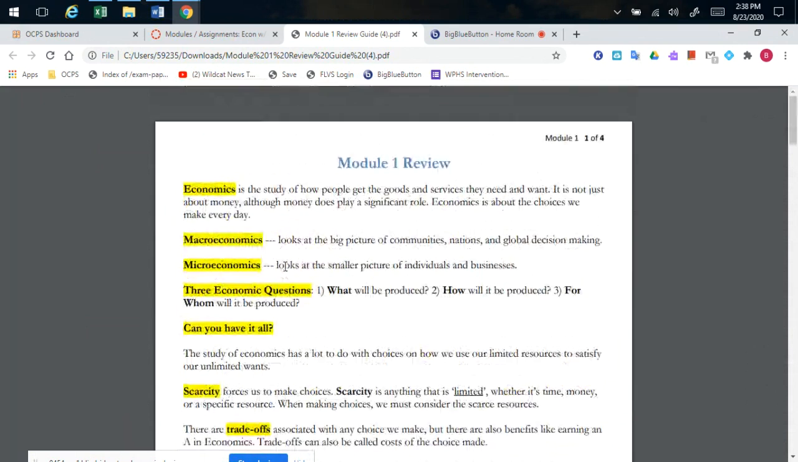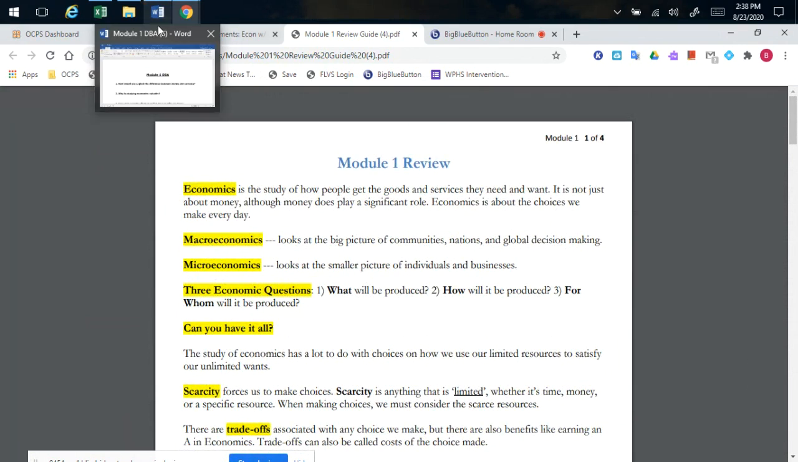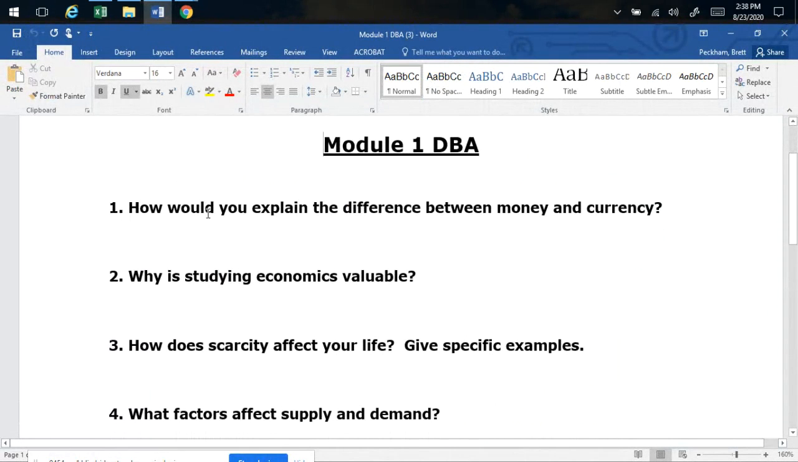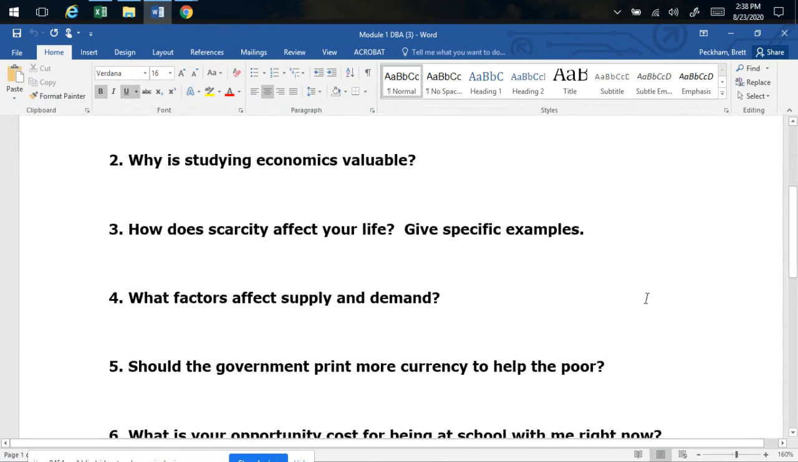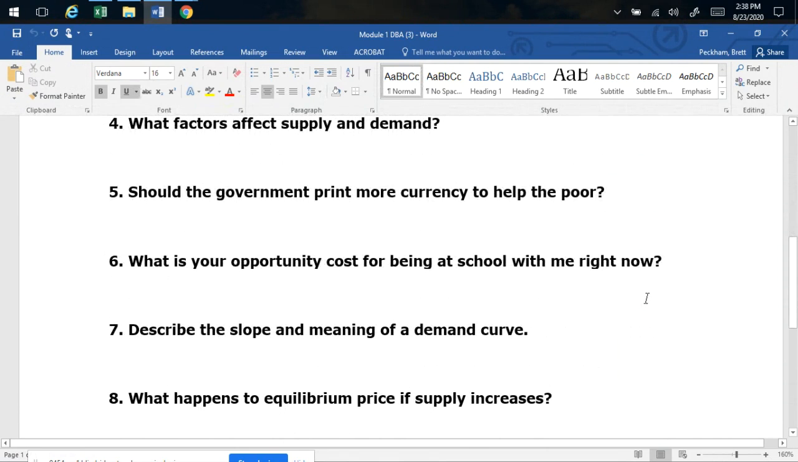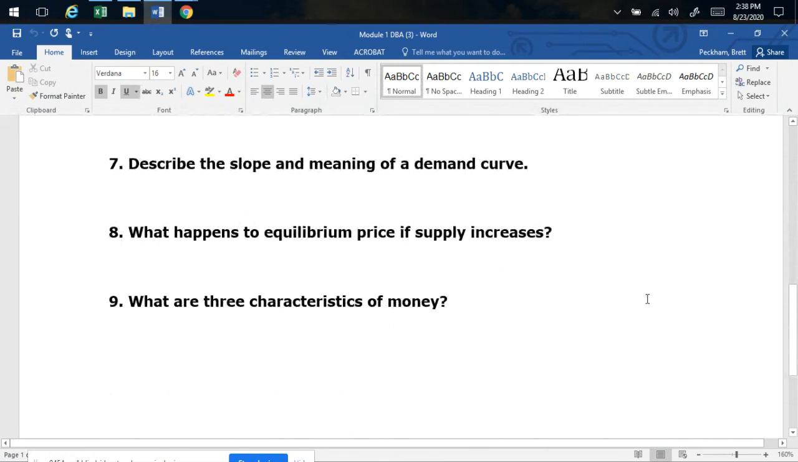We also have in here a DBA, which has some basic questions that go over the information that was just presented. It asks about how do you explain the difference between money and currency, studying economics, scarcity, factors that impact supply and demand, should the government print more money, opportunity cost, the meaning of the demand curve slope, equilibrium pricing, and the characteristics of money. We're going to go ahead and discuss those factors right now.